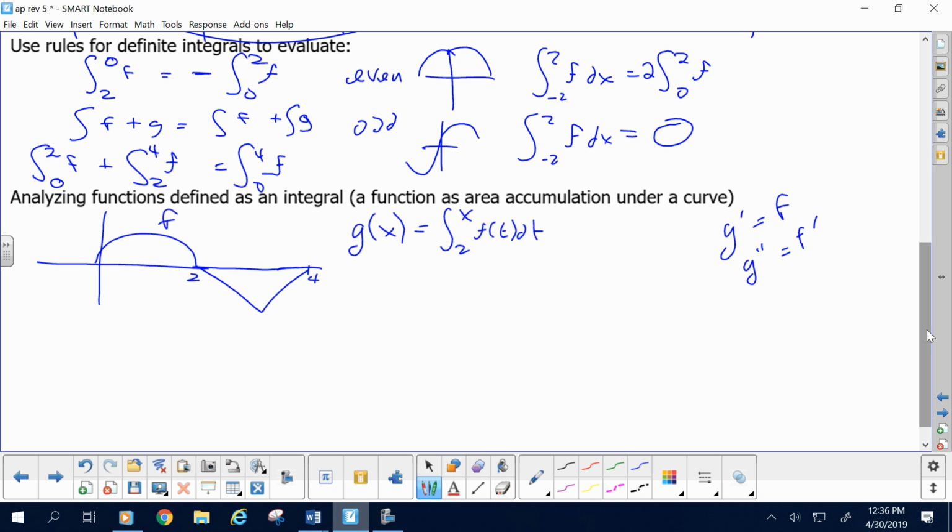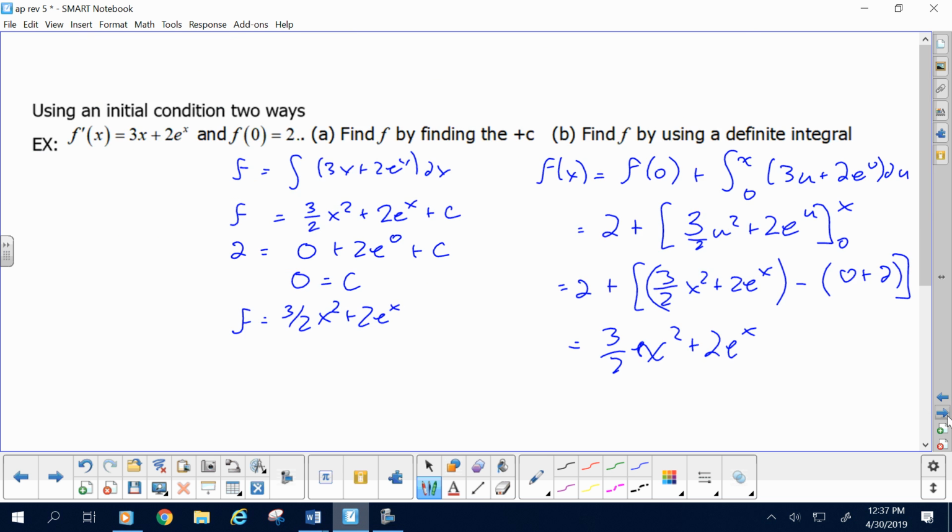This is the area accumulated from 2 to a point. Tell me this, g of 0, positive or negative? Negative, because the integral from 2 to 0 involves going backwards in a positive area, so it is negative. And then you can have absolute min and max and all these different things, but you guys are pretty good at that. All right.